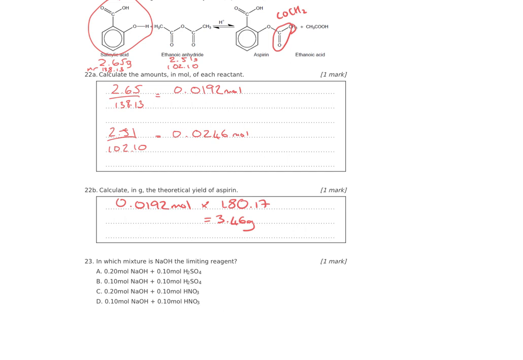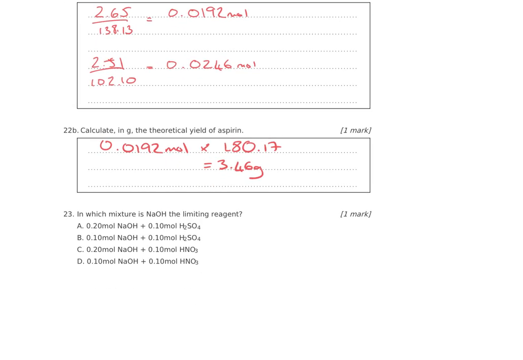So 23, in which mixture is NaOH the limiting reactant? So NaOH and H2SO4. I can either do the whole ratio, or I can work out that I need 2 of those for 2 of those. So it should be 2 to 1, whereas the HNO3, these are going to be 1 to 1. But I could have written out my whole equation if I wanted to.